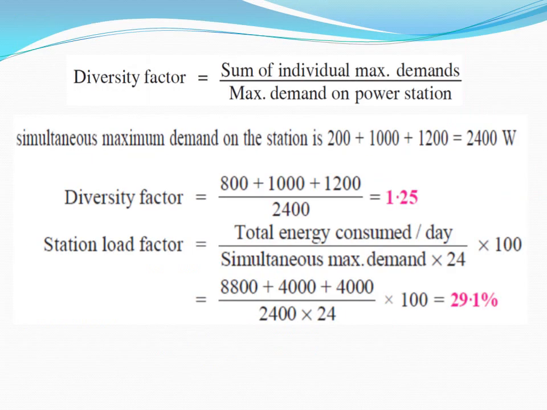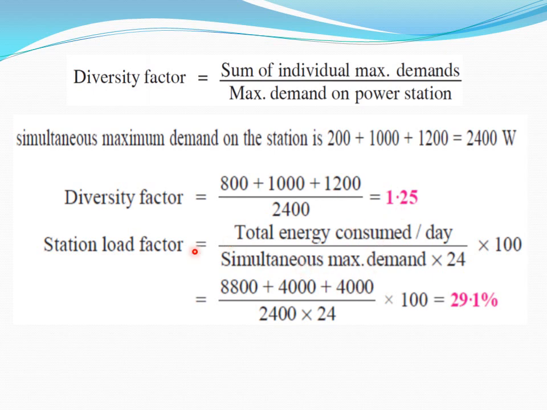Next subdivision they have asked you is the diversity factor. Diversity factor is the ratio of sum of individual maximum demands by maximum demand on the power station. This maximum demand is obtained from the load curve. From the load curve you can identify this maximum demand value, and the sum of individual demands is the maximum demand of consumer 1, maximum demand of consumer 2, and the maximum demand of consumer 3. The ratio of this will give you the diversity factor.